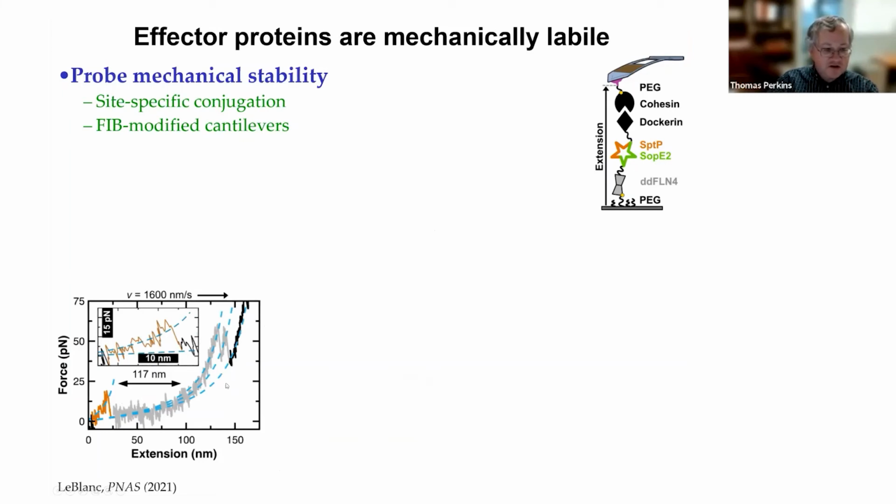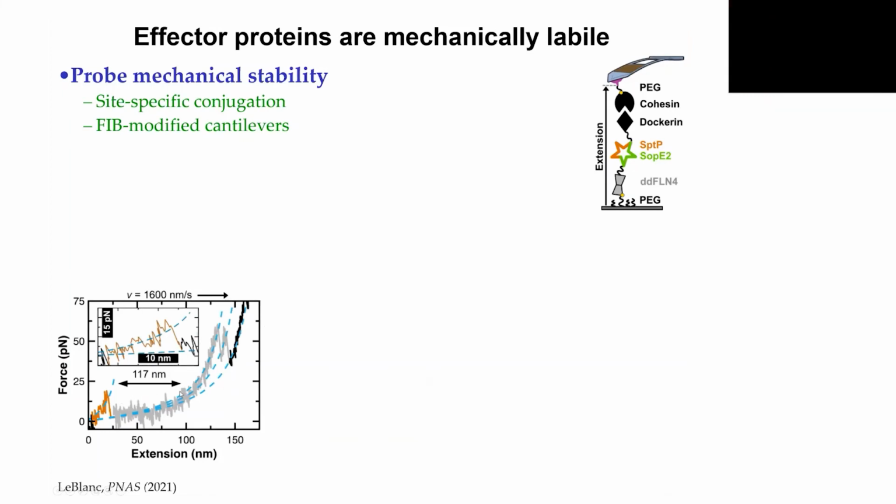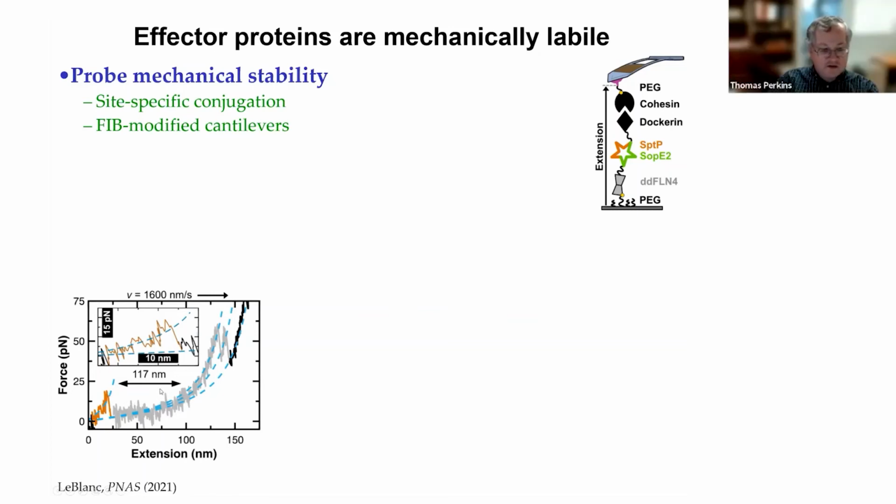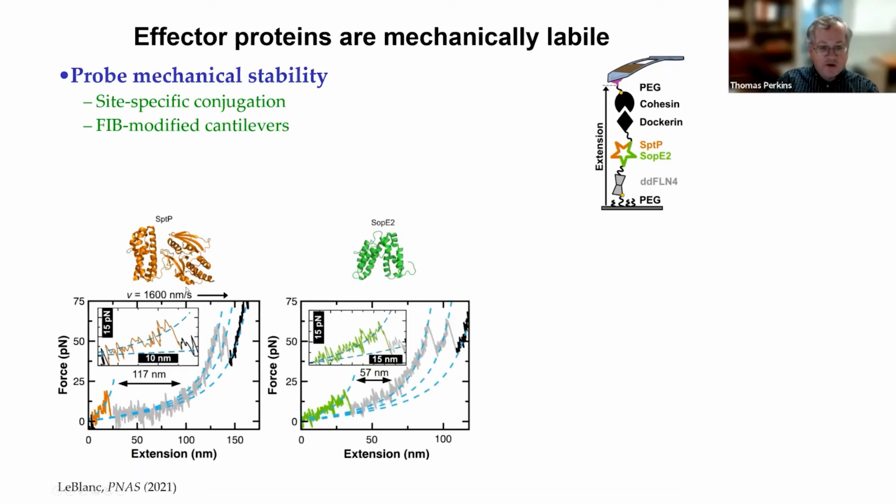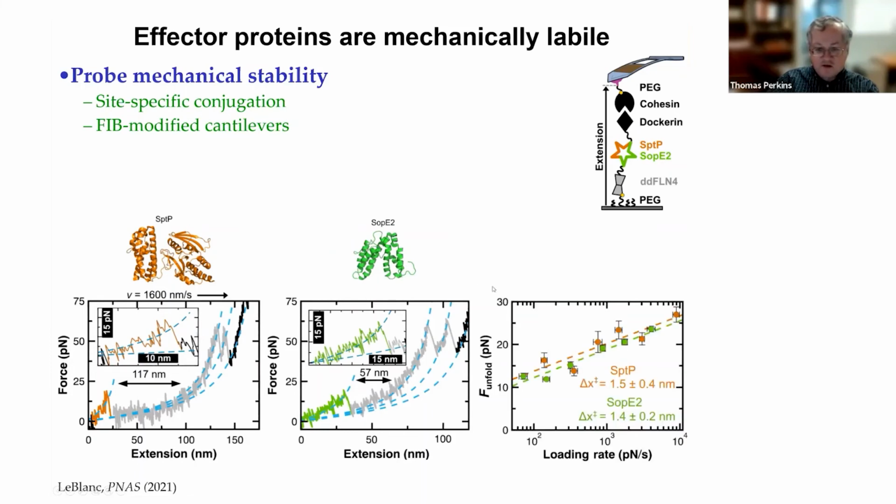So you can see that the unfolding distance... Yep, thank you. You can see that the unfolding distances are rather large, which just highlights that these are rather large proteins. We can apply this to both effector proteins that we studied and do the canonical analysis where we look at force unfolding as a function of loading rate. And the first thing that you notice is that these unfolding forces are quite low.